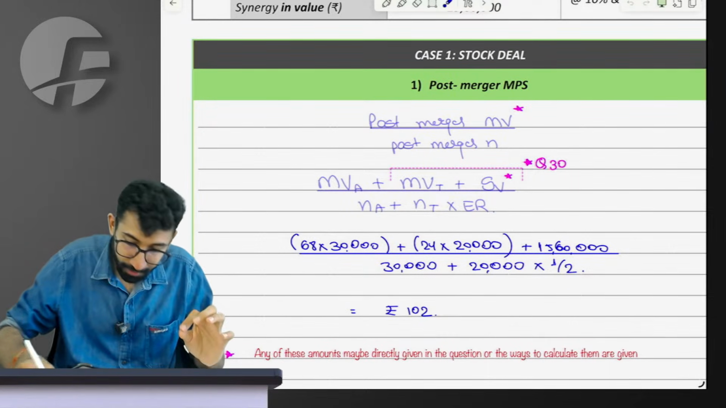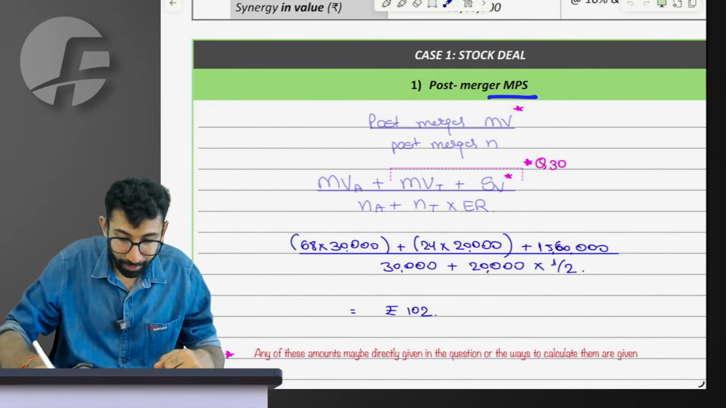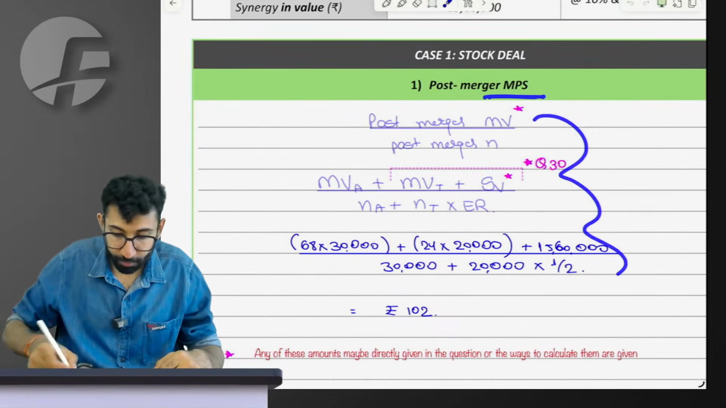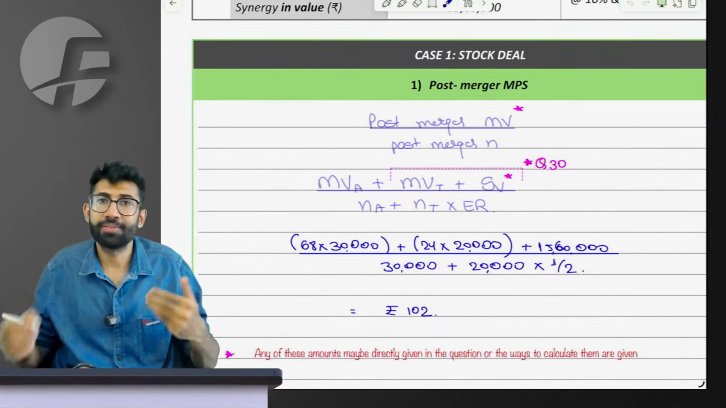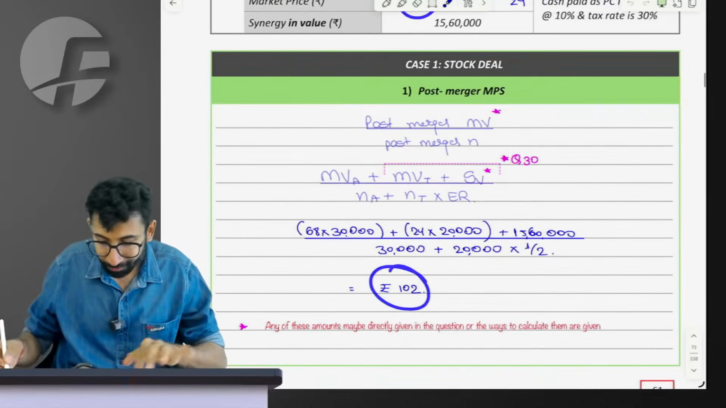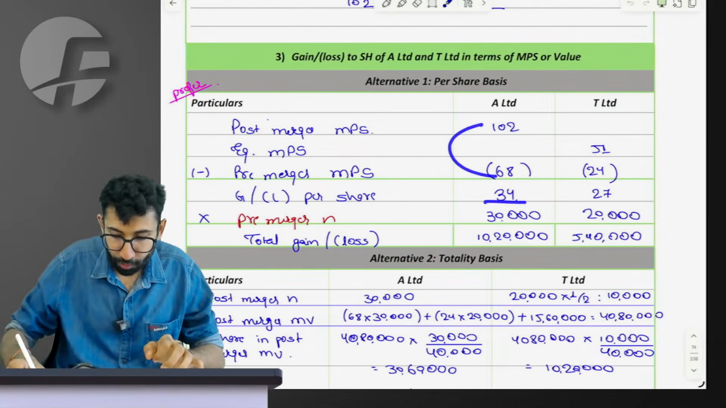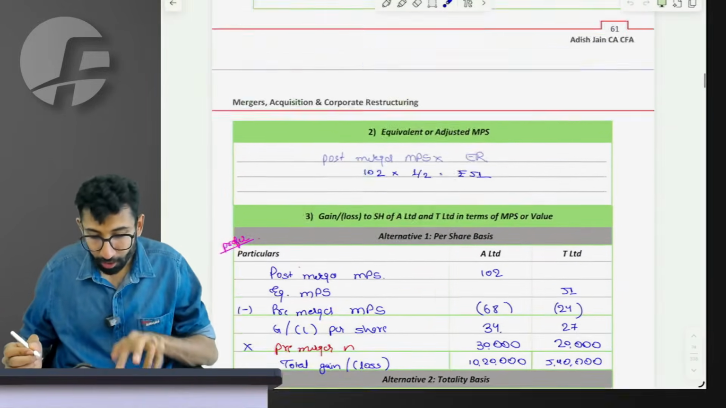Requesting your responses. This was an important point to understand. Is this value approach of calculating post-merger MPS clear? And now, if you have post-merger MPS, again the gain loss thought process. I'm an acquirer, my price was 68, it has become 102. Have I gained? Yes, sir, 34 on this share, total gain loss.